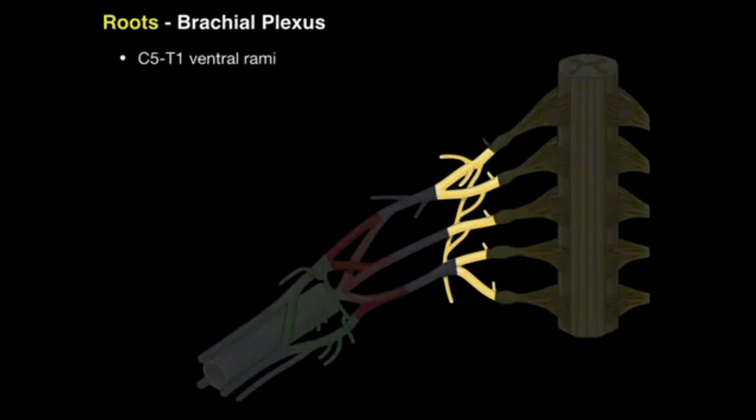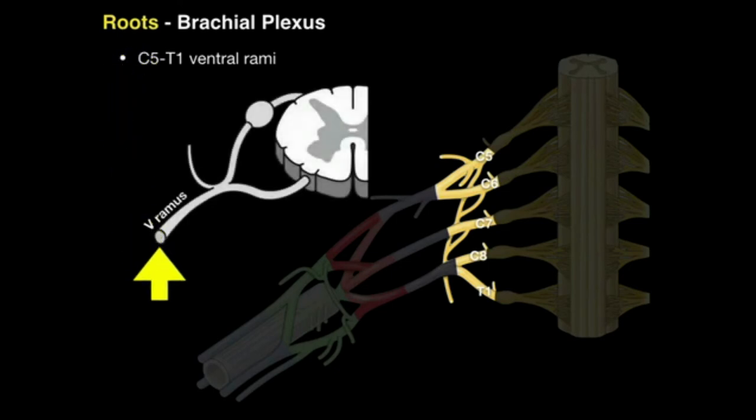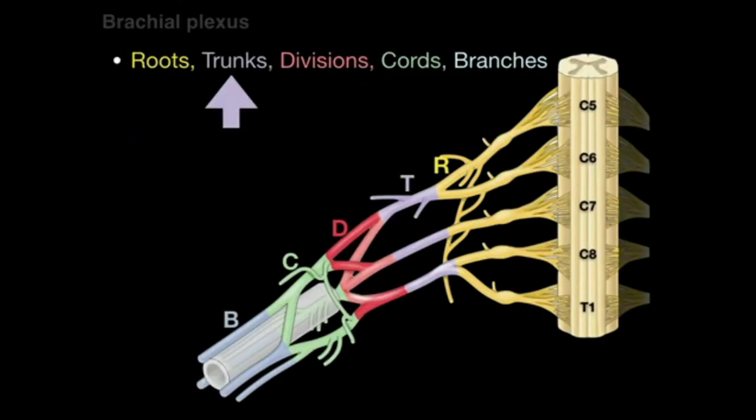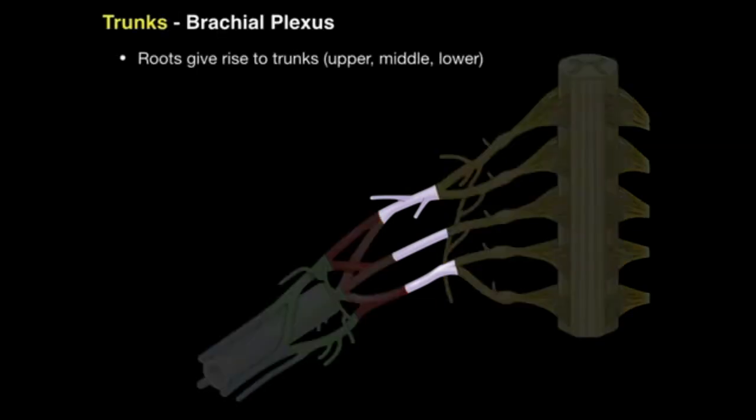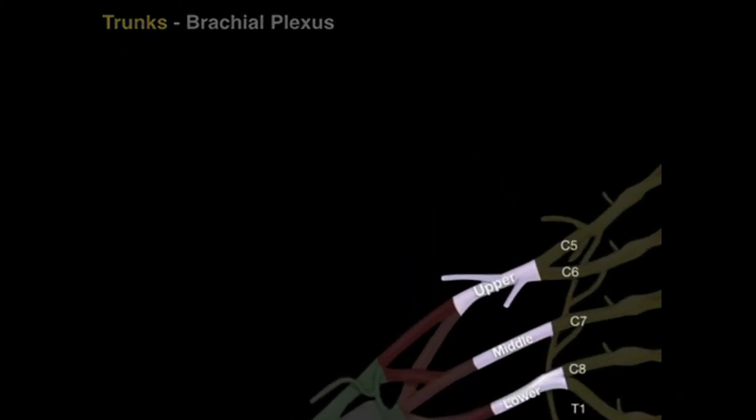Let us see the brachial plexus root. It starts from C5 up to T1 of the ventral root: C5, C6, C7, C8, and T1. And the root has the ventral ramus and the dorsal ramus. The trunks originate from the roots. C5 and C6 give the superior or upper trunk, and C8 and T1 give the lower trunk. C7 alone continues as the middle trunk.